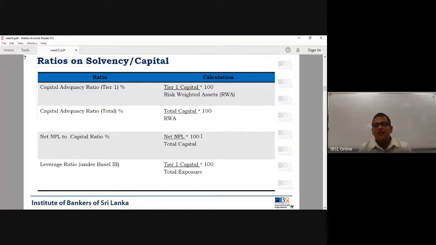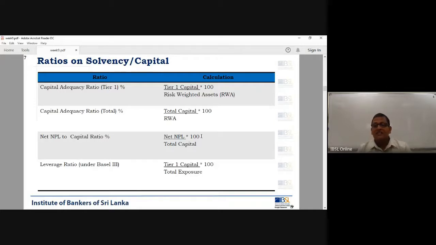Because in a bank or finance company, asset quality is the most important factor, highly represented in the balance sheet of the bank. Then we calculate the net NPL to capital ratio, the last item under the solvency capital ratios.